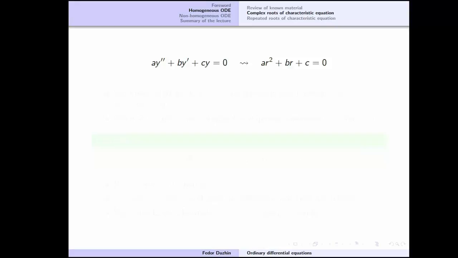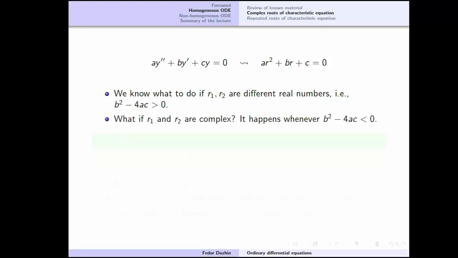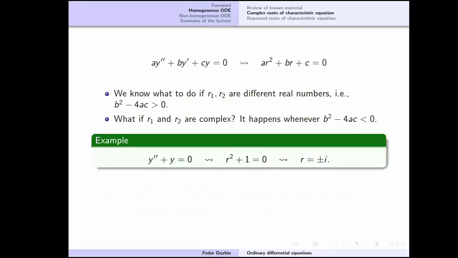So let's say again that in order to solve a second order linear differential equation with constant coefficients, first we need to set up the characteristic equation, and we know what to do if the roots of the characteristic equation are real, which happens whenever the discriminant b squared minus 4ac is positive. We don't know how to deal with it if the discriminant is negative, right? So here is an example.